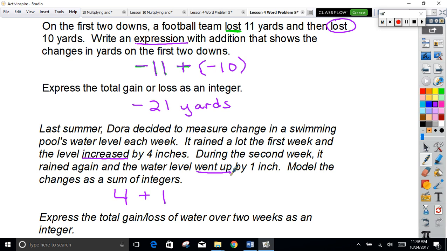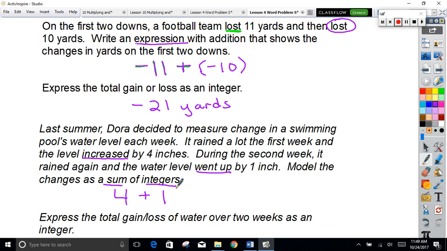So that's all you would put in Get More Math for the expression, or in this case it says model the changes as a sum of integers. Well, that's what you have. You have a sum because you're adding, and you have an integer on either side. So that's a sum of integers.